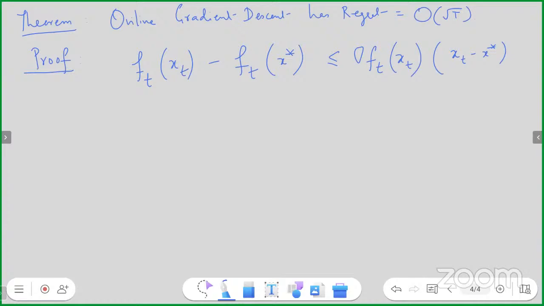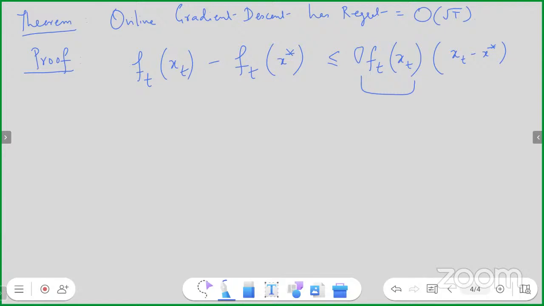So in the regret, if you remember, this is the quantity I want to control, summed over all time t's, right? ft of xt, my action, minus ft of x star. But by convexity, this is already bounded by this. So if somehow I can bound this quantity multiplied by xt minus x star, I should be able to control the overall. Okay.